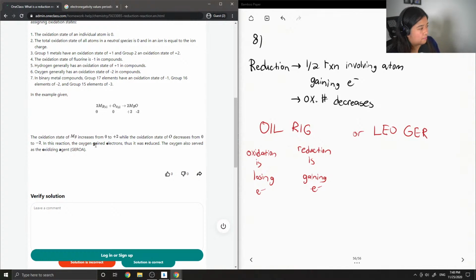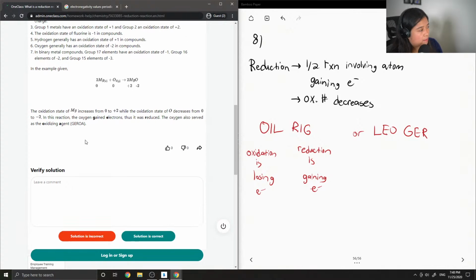The magnesium increases from a 0 to +2 oxidation state, while the oxidation state of oxygen decreases from 0 to -2. In this reaction, the oxygen gained electrons, thus it was reduced. Oxygen also served as the oxidizing agent. Yep, so that was great. So this solution is correct.